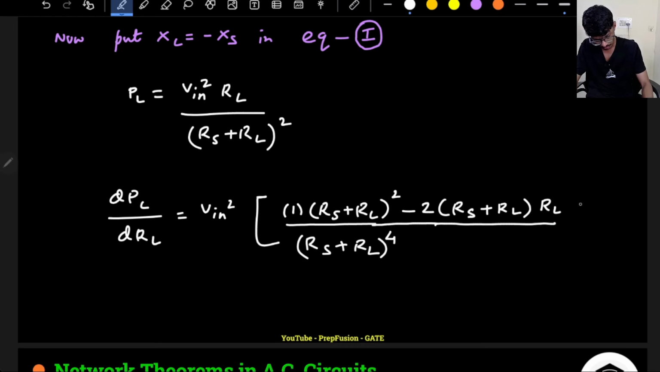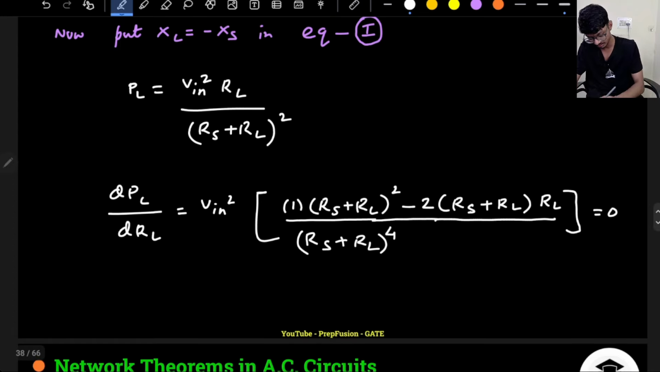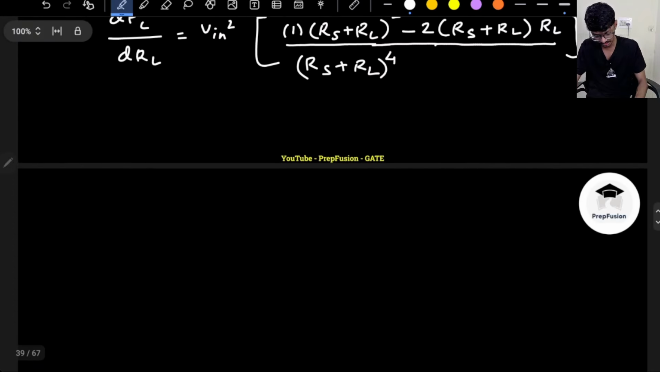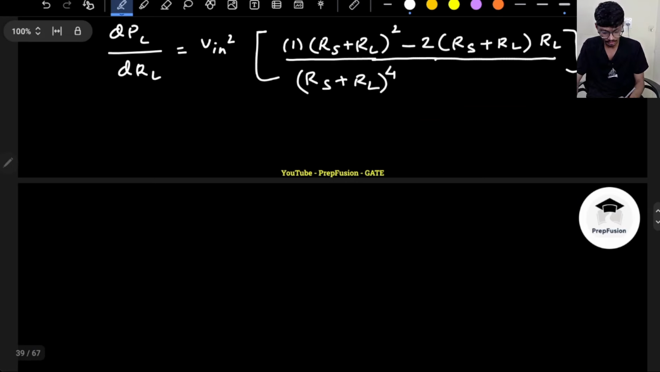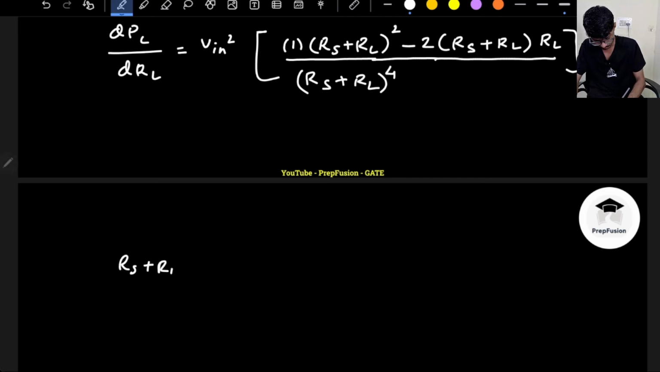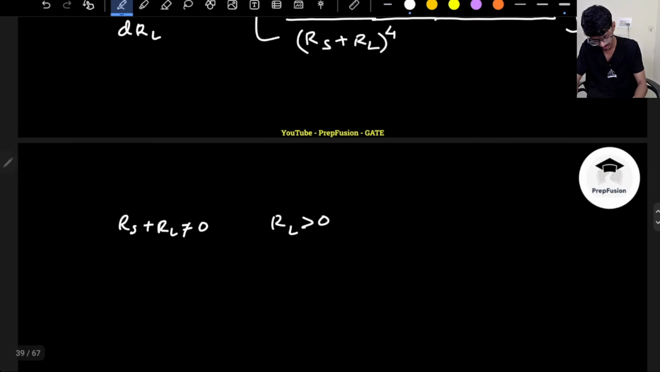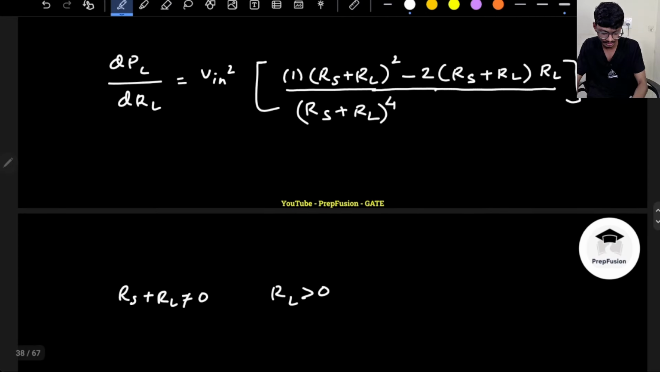This is my equation, where I have to equate this with 0 for maximum power transfer. If I equate this with 0 like this, I think you have already learned with Himanshu. So RS plus RL can get cancelled, because my assumption is RS plus RL is not equal to 0. Why? Because RL has to be positive, right? RL is positive. That is why it is not equal to 0. So I can simply cancel this one out. I can divide by RS plus RL on both sides.